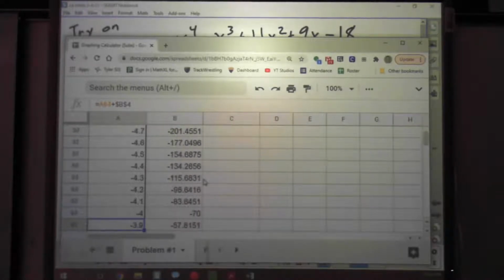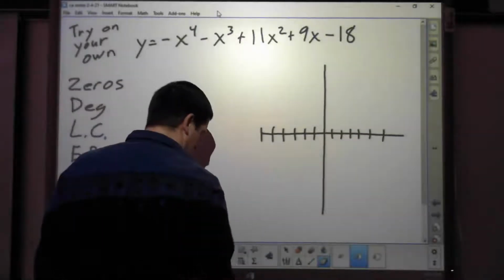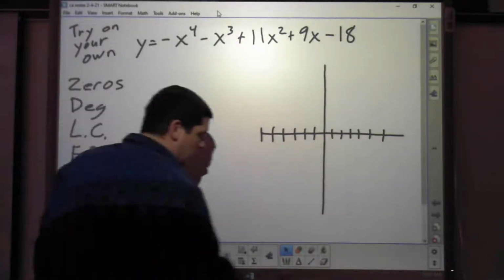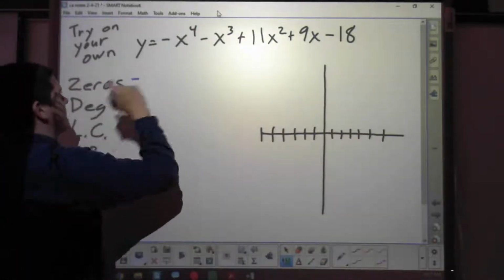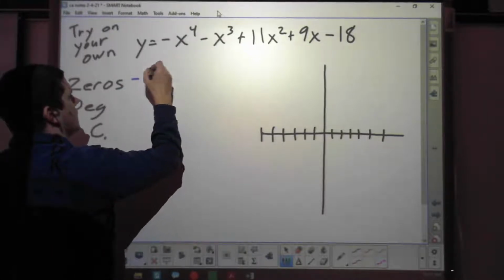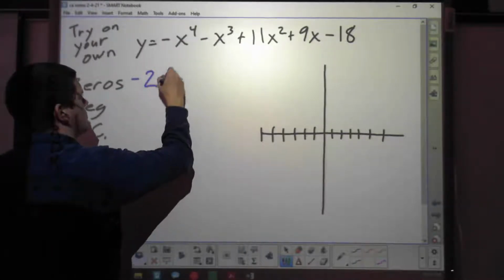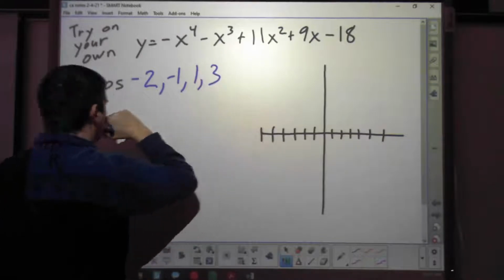So looking at this, we see -3, -2, -1, and 3. Awesome. So the zeros are -2, -1, 1, and 3.